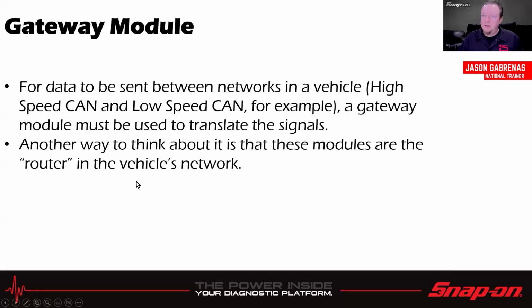Now, for data to be sent between networks in a vehicle, like high-speed CAN and low-speed CAN, or CAN to LIN, or whatever it might need to be, a gateway module must be used to translate the signals between them. Another way to think about that is like they are a router on the vehicle's network. If you think about your Wi-Fi router or regular router at your shop or your home, it directs the signals where they need to go. So this does the same thing.